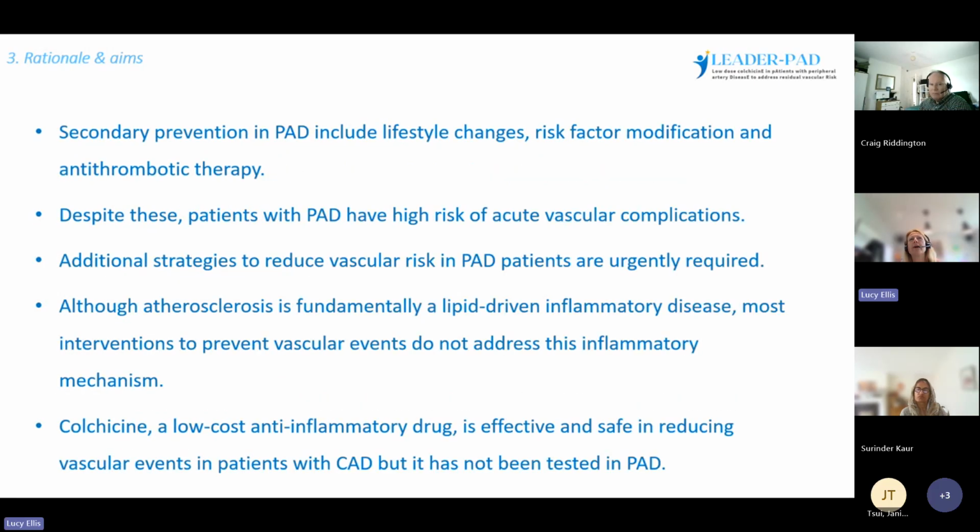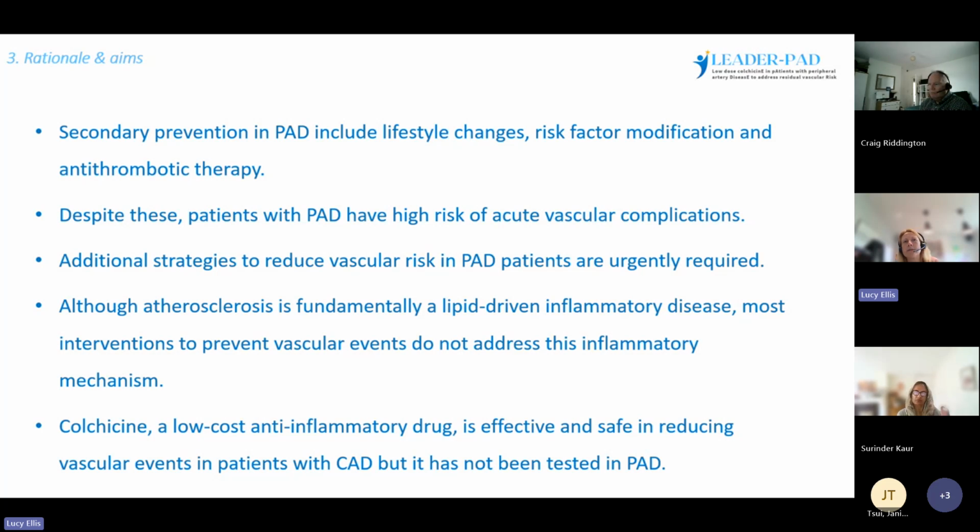But at the moment, secondary prevention in PAD involves lifestyle changes, risk factor modification and anti-thrombotic therapy. But despite those, that population still has a very high risk of acute vascular complications. So clearly there's a need for additional strategies to reduce that risk in this population. And although atherosclerosis is fundamentally a lipid-driven inflammatory disease, most of the interventions to date don't actually address that inflammatory mechanism.